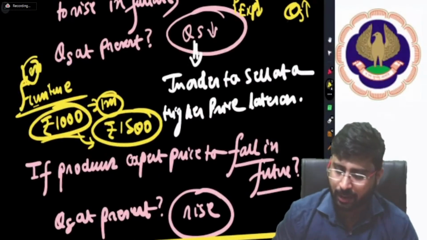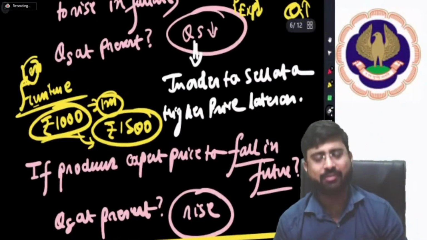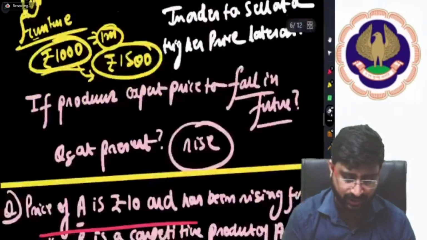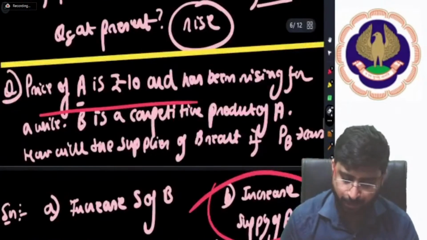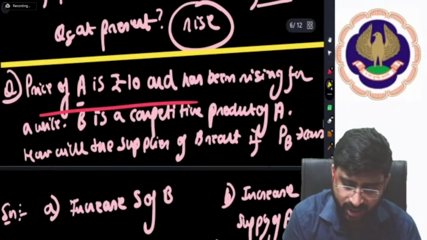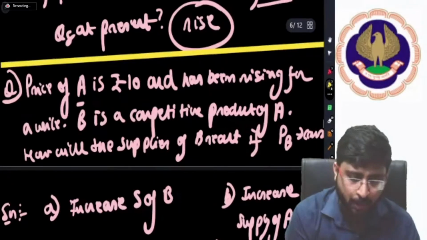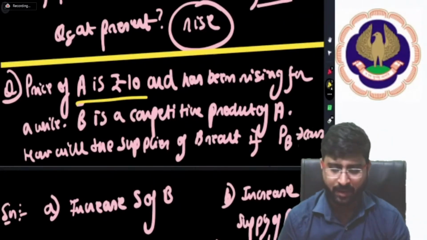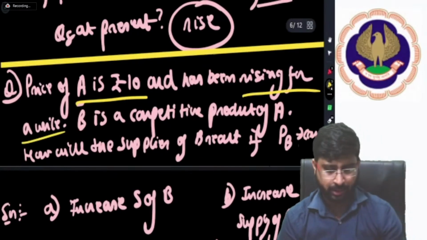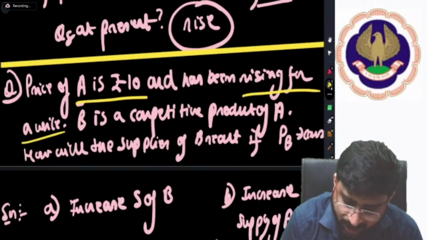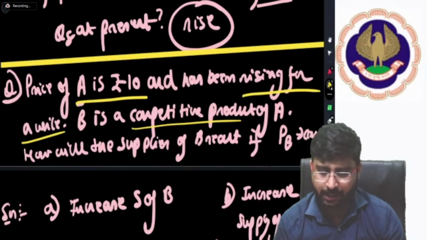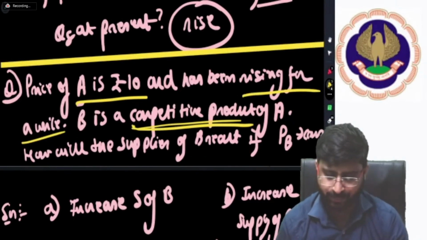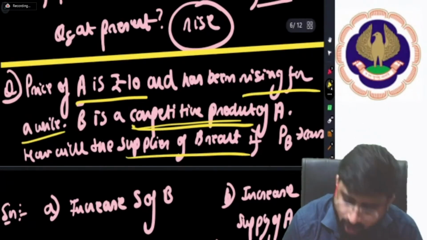So my dear friends, I have a very simple question for you. Please answer this. The price of A, a commodity, is rupees 10 and has been rising for a while. B is a competitive product of A. How will the supplier of B react?